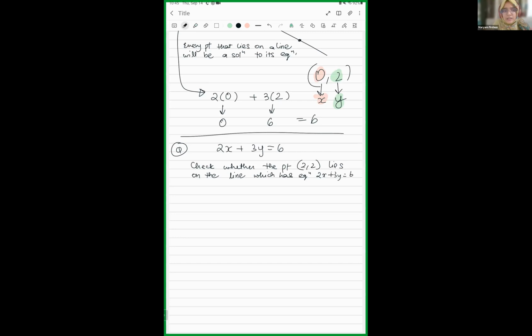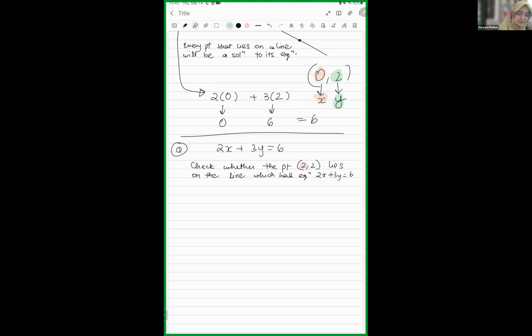It was not lying on the line. It wasn't. But what if you don't have the graph in front of you to look at? What if I ask you, without looking at the graph, tell me whether that point lies on the line or not? What are you going to do?